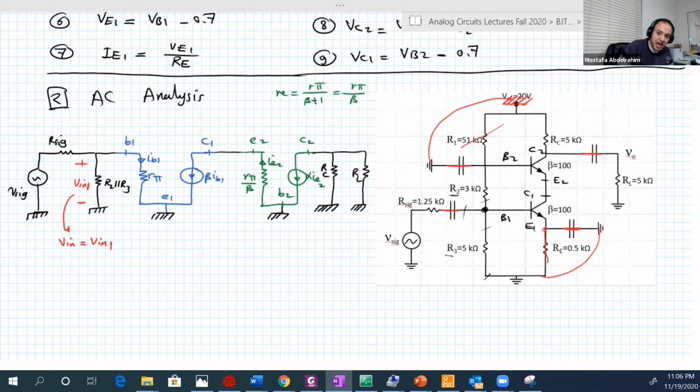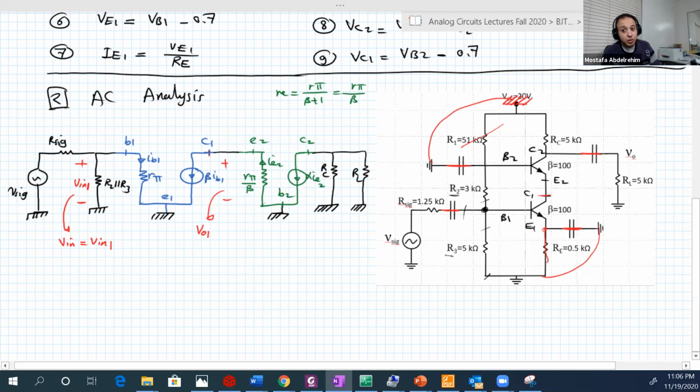Where is the output 1? It's on the collector. Remember, this is a common emitter. Here is the collector. So between this point and the ground, here is the output 1. Where is the input 2? The input 2 is between the emitter 2 and the ground. Here is emitter 2, here is the ground, so it's actually the same point. This is the input 2. So it looks like the input 2 is actually the output 1.